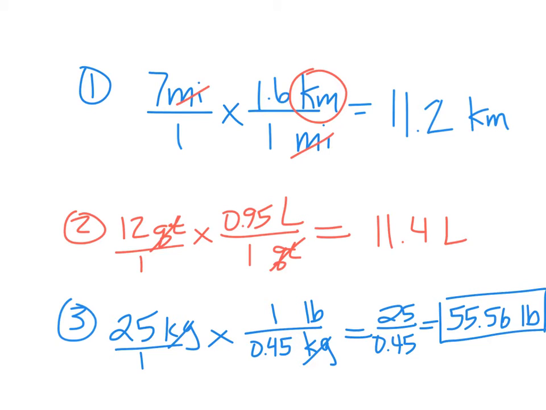Okay, so you guys are understanding that you have to put the measurements opposite of each other. They can't be directly across on the fraction. One has to be on top, one has to be on bottom. That's very important here.